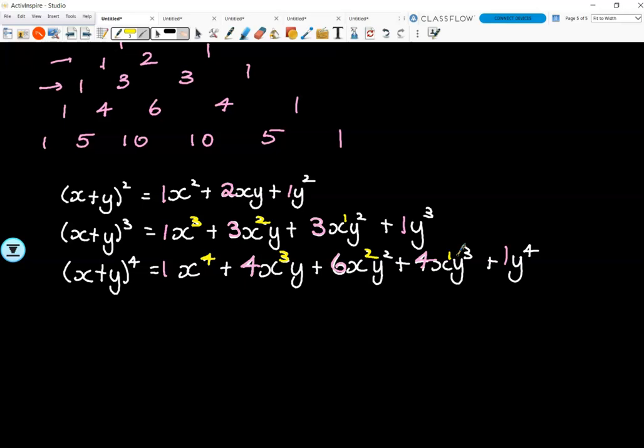What's happening with the y's? They're increasing. 0, 1, 2, 3, and 0, 1, 2, 3, 4. And what do all the powers always add up to? About 4. 4, 4. 3 plus 1, 4. 2 plus 2. 1 plus 3, 4, and so on. So it's a really handy thing to have in your back pocket.